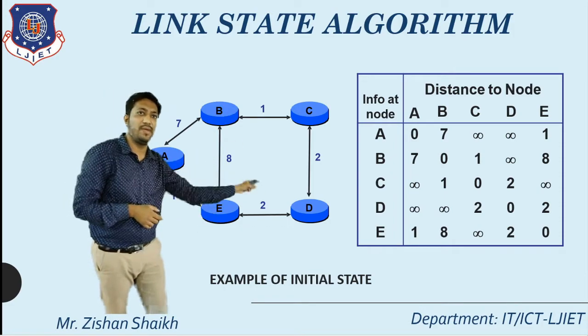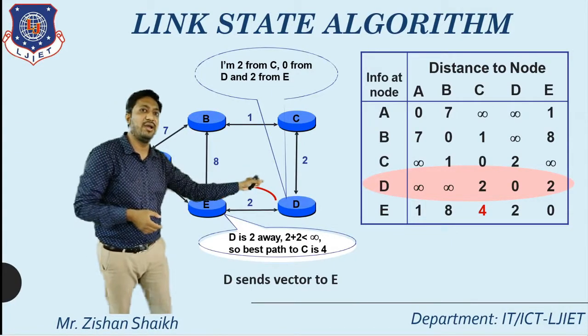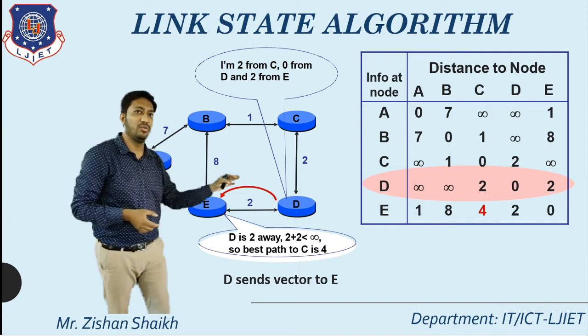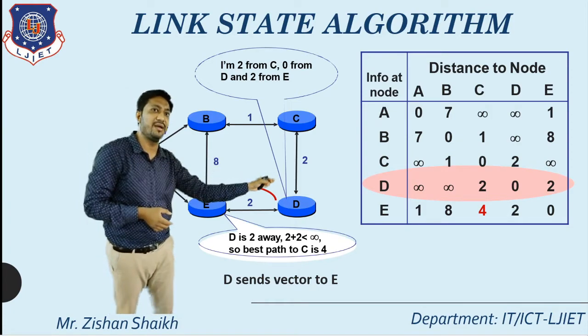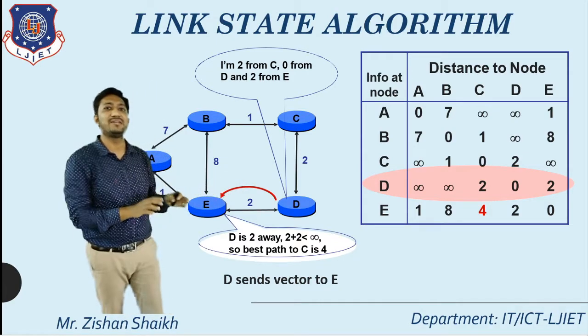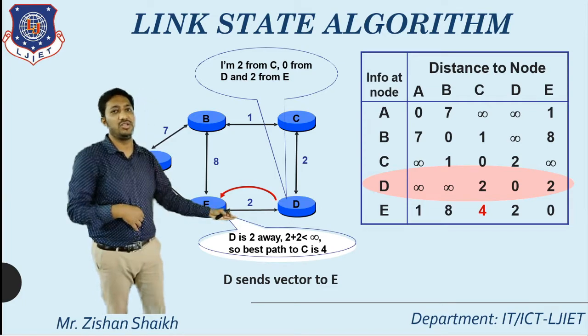E to D value will be 2 here. And from this particular D value, it will calculate. From D, C will be 2. This is the highlighted portion. We can see that from D, we can reach C via a value of 2. So that's why that value is updated with this particular condition.